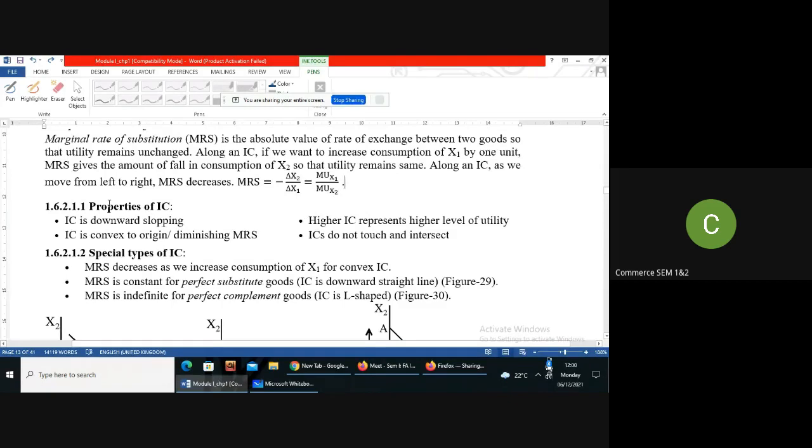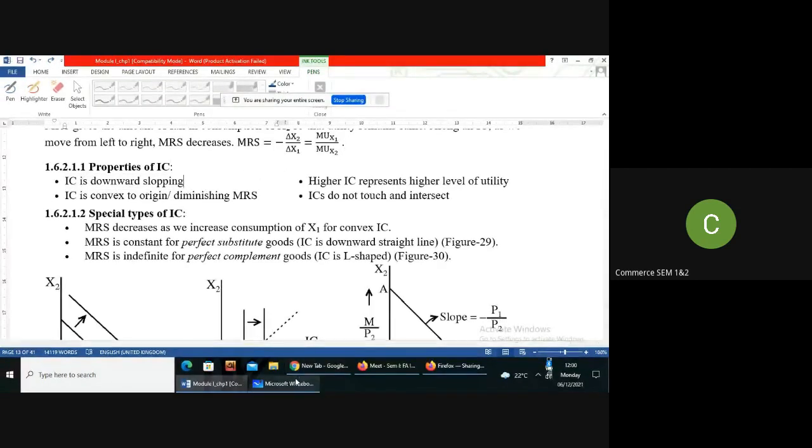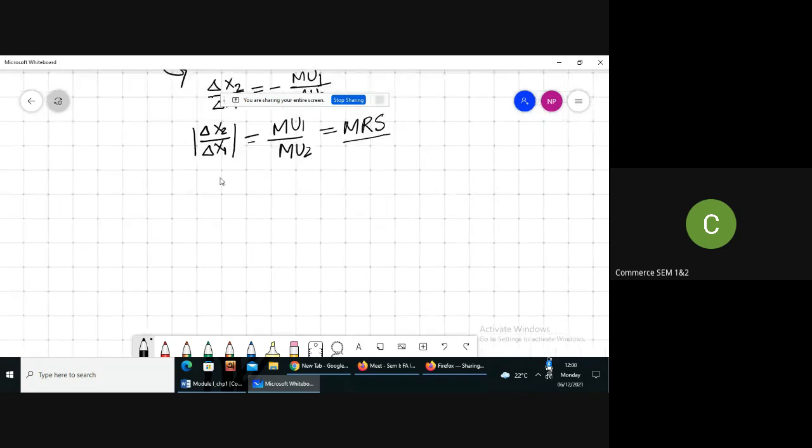Okay, I'll take 10 more minutes. I'll show the properties and the special types of IC, and then we'll finish. The first property: IC will be downward sloping. The indifference curve is downward sloping. Why will it be downward sloping?